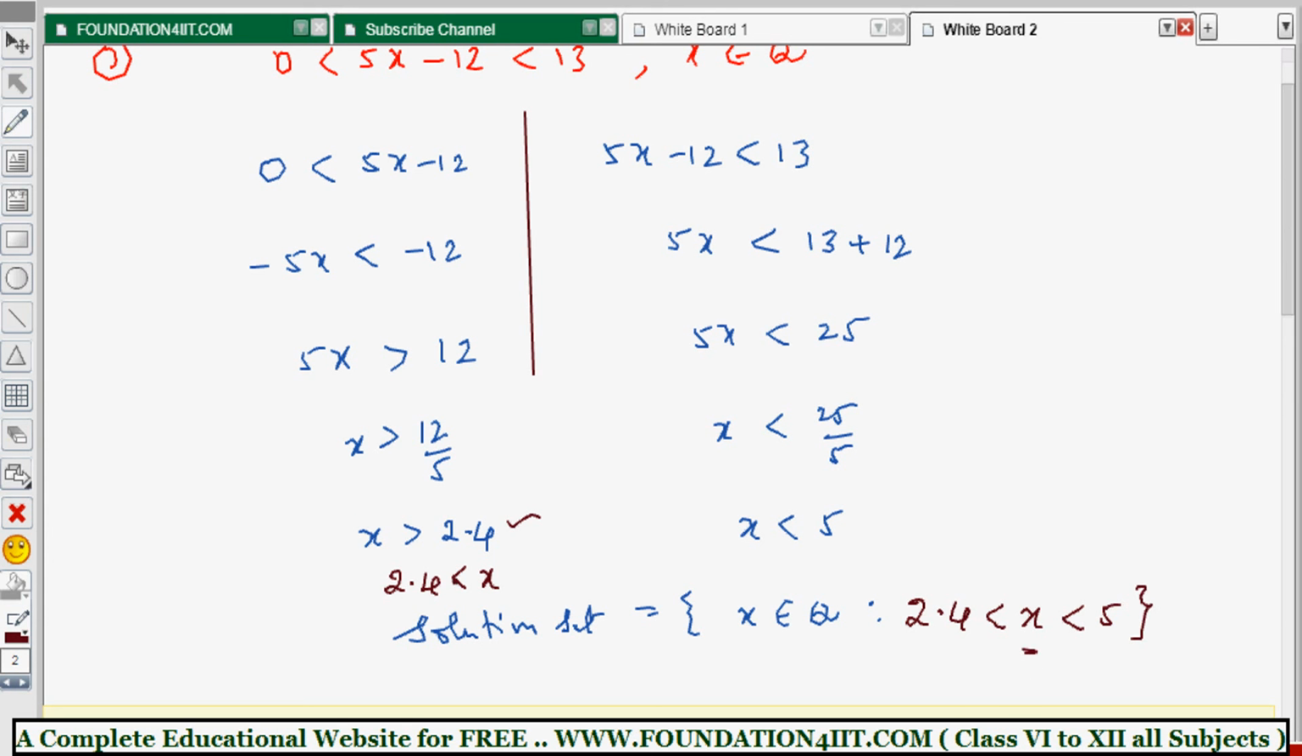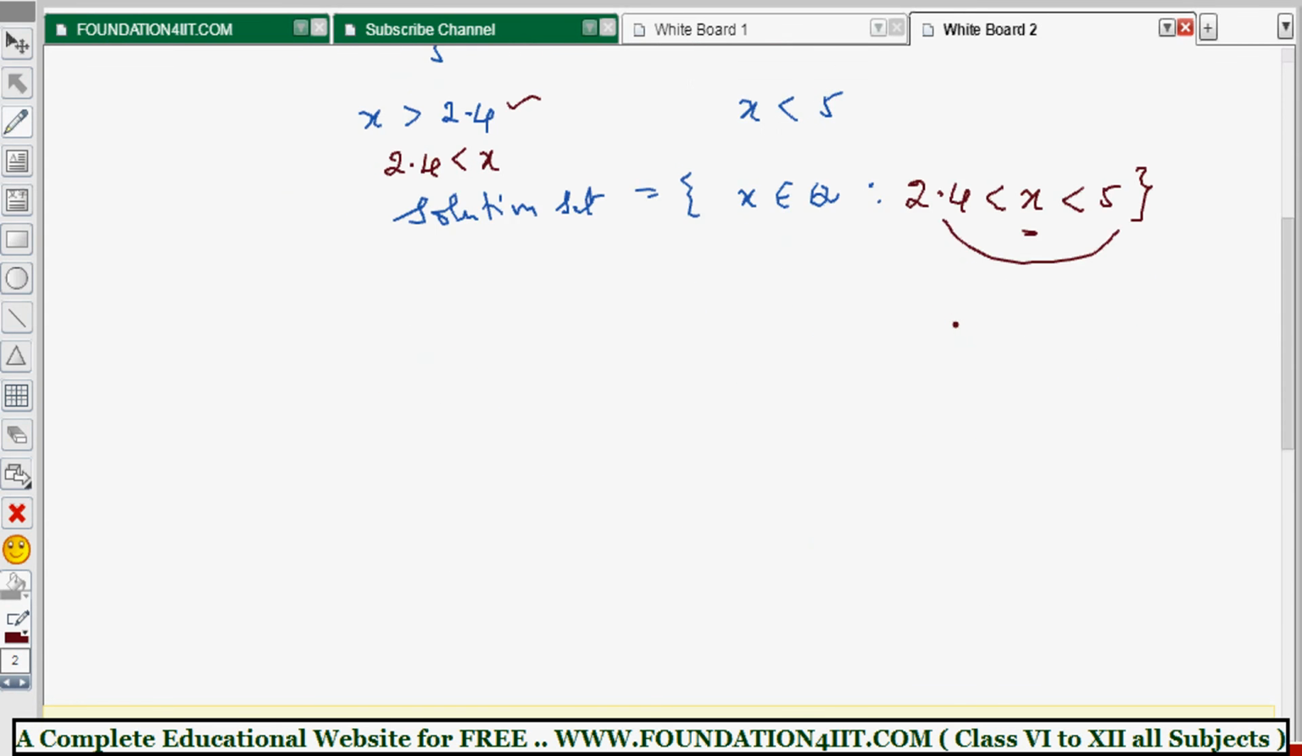So the first one you can change. So 2.4 less than x, less than 5. So x value is between 2.4 and 5, all the rational numbers. That is the solution set for this. So we can solve in this way.